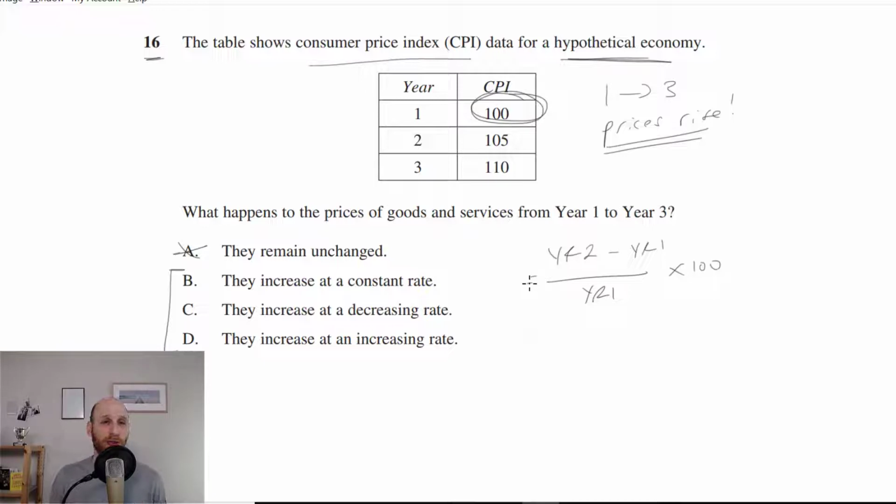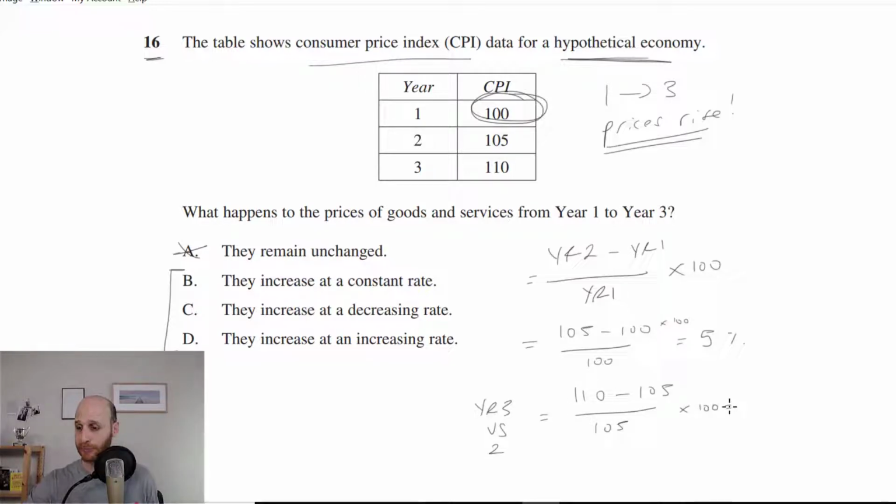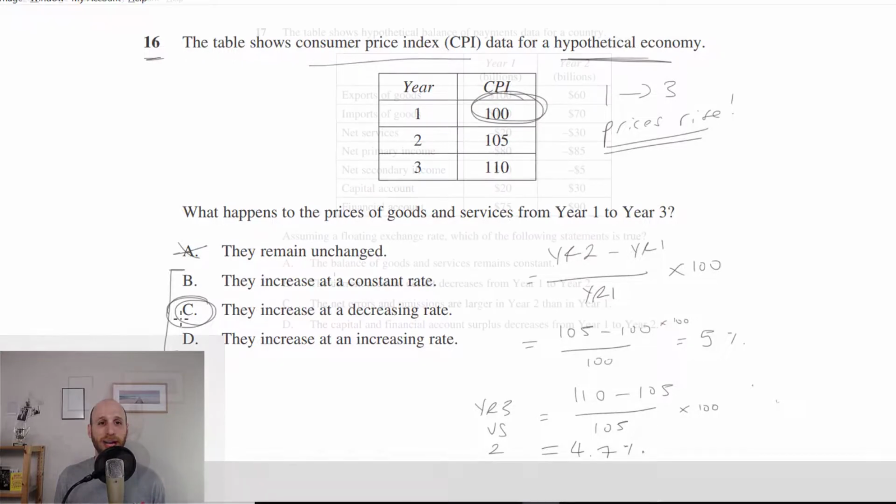So what we can do is we can just do this for each of the years. So what we can see is that the inflation rate is increasing. So it is going up, but it is increasing at a decreasing rate.